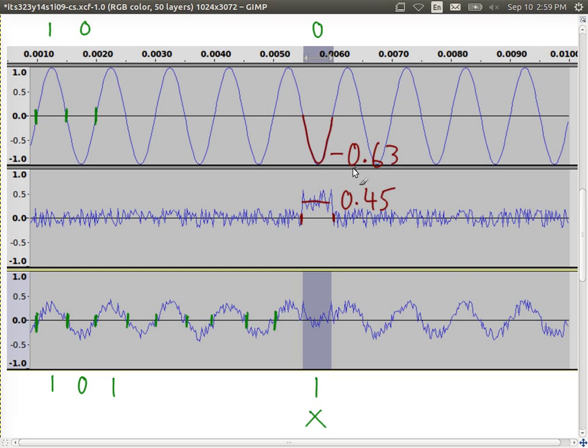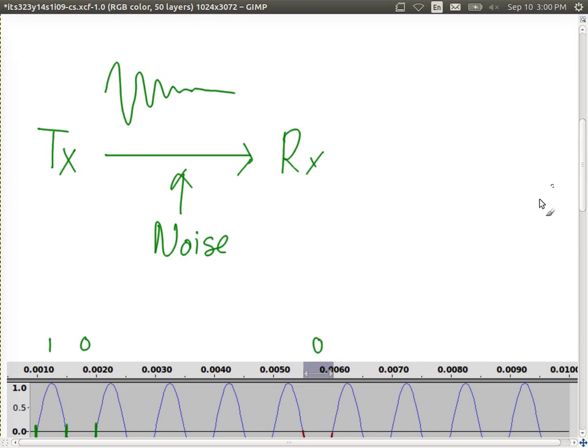So the average transmitted signal is minus 0.63. The average noise is 0.45. What's the average value of the attenuated signal, ignoring noise? The attenuated signal that we would receive. While you're thinking about it, I'll write it down. We transmit a signal with average value minus 0.63, and the noise was 0.45, but when we transmit the signal it gets weaker across distance. How much weaker in our example? Half. So if we transmit it at minus 0.63, we'd receive half of that.